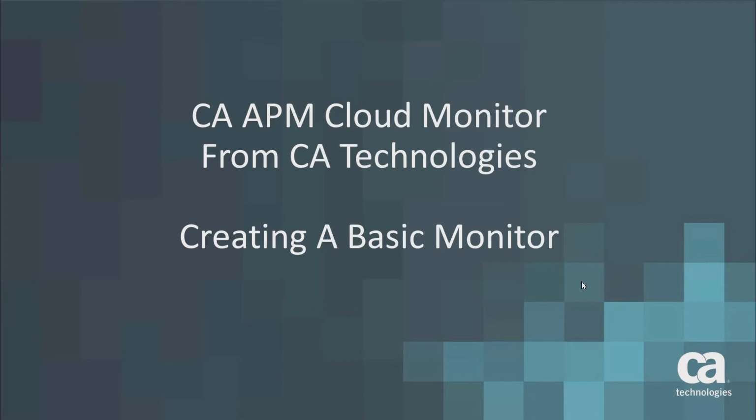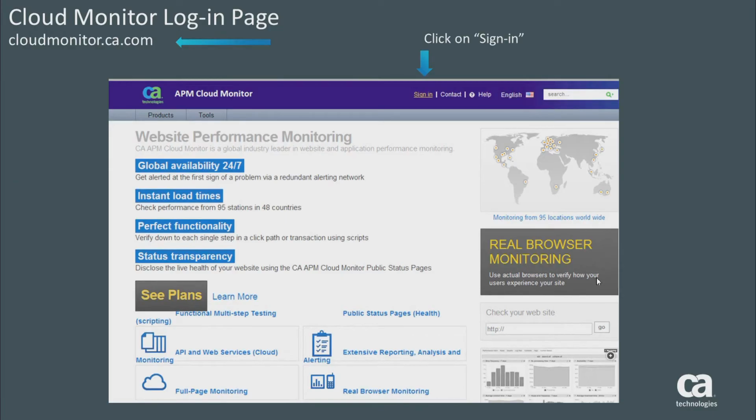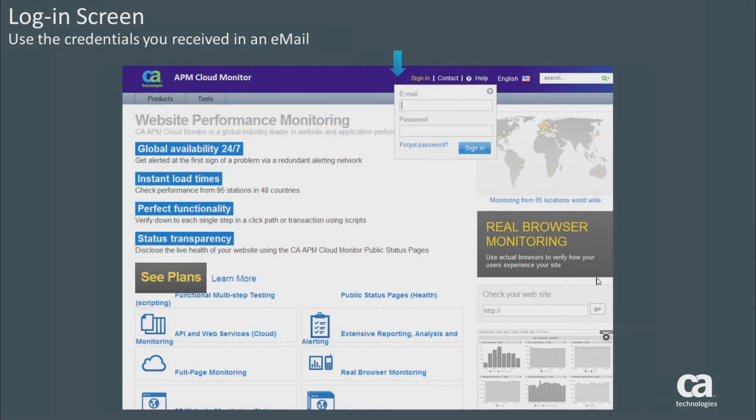From a browser, if you type in ca.cloudmonitor.com, you'll be taken to the Cloud Monitor login page. So if you click on Sign In, you'll see a drop-down that allows you to enter the email that you provided when you requested credentials and the password that was emailed back to you.